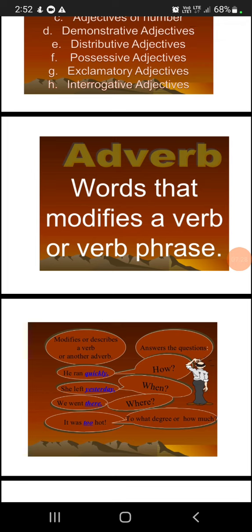So here we have some examples. He ran quickly. So here quickly is an adverb. She left yesterday. We went there. It was too hot. How, when, where, to what degree, or how much. So these come under the category of adverb.